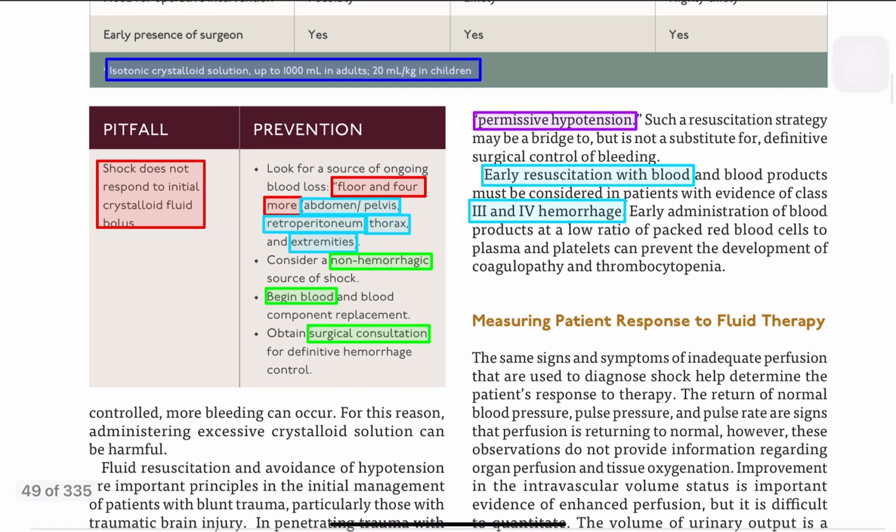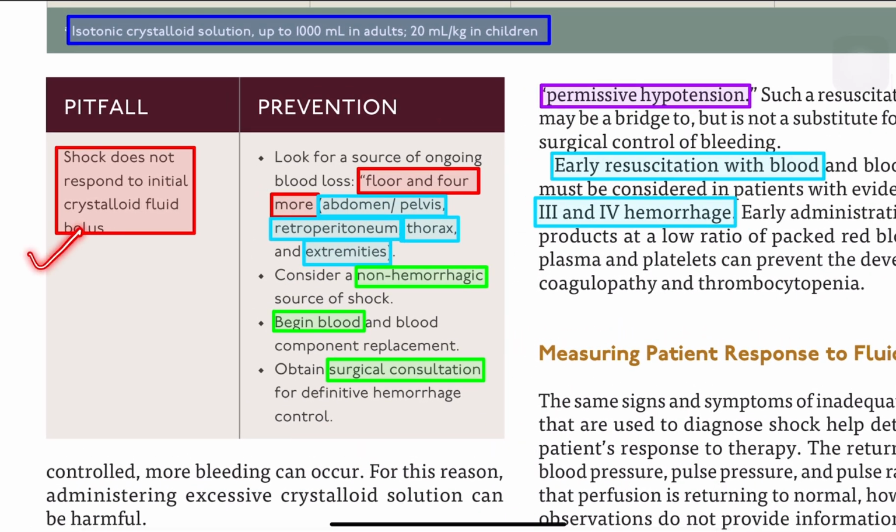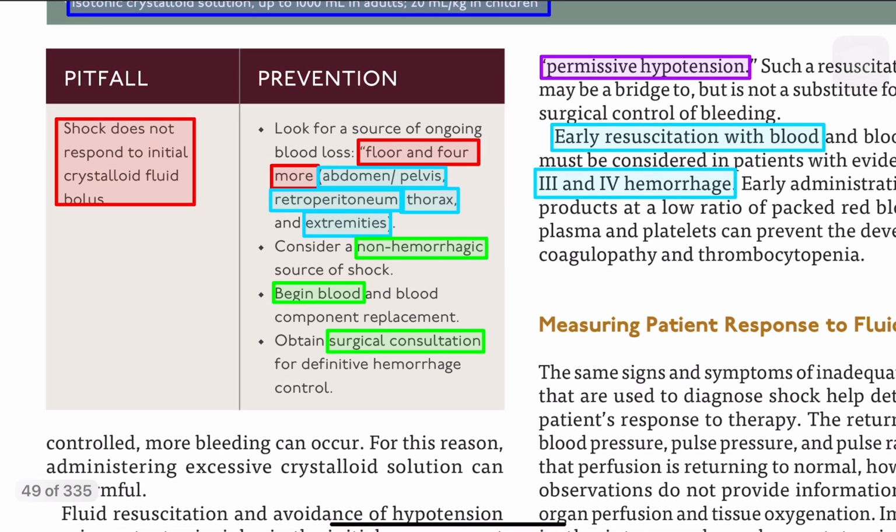If shock does not respond to initial crystalloid fluid, what does it indicate? Generally, 'floor and 4 more'. They will ask, what is 4 more? 4 more is abdomen, pelvis, retroperitoneum, thorax, and extremity, or other causes like non-hemorrhagic shock. Begin blood and blood component replacement, and surgical consultation. So mainly this is important: floor and 4 more.